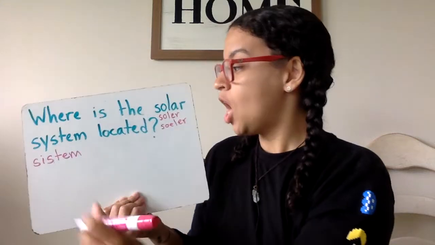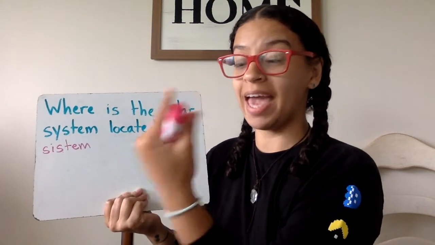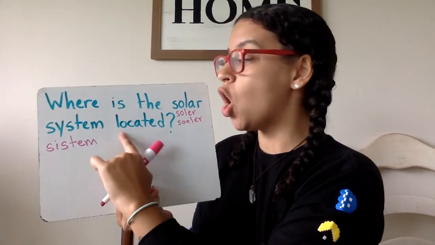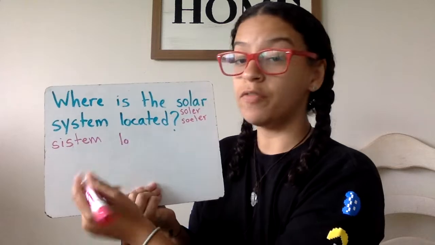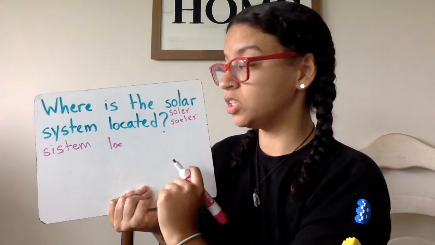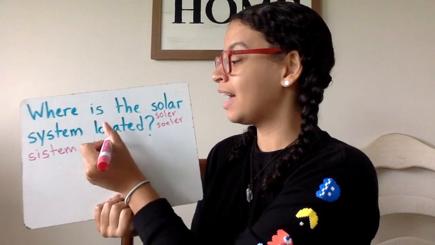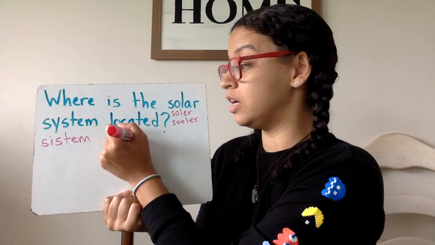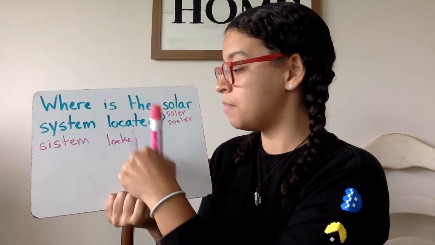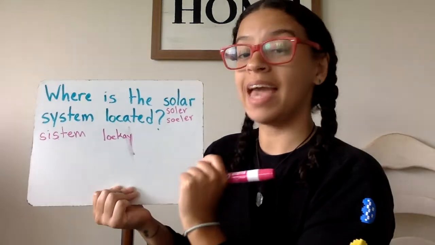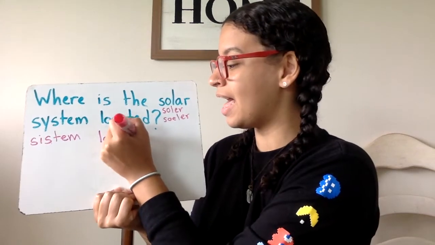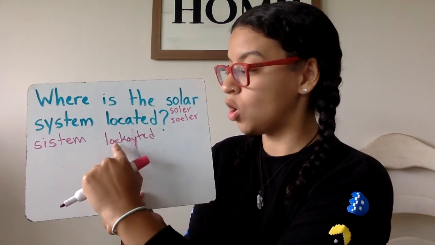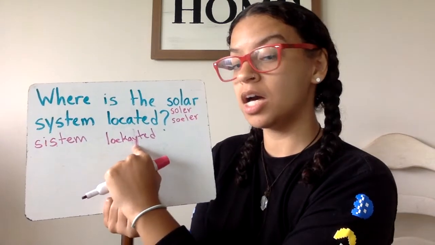Located, three syllables. Each syllable should have a vowel. O. Now if you did a long O chunk like OE, great job. Lo-cate. A. You could have done again another vowel chunk like AE or AY. Cate. Ted. Ed. Located. If you spelled it something like this with an O chunk or a long A chunk, awesome job.